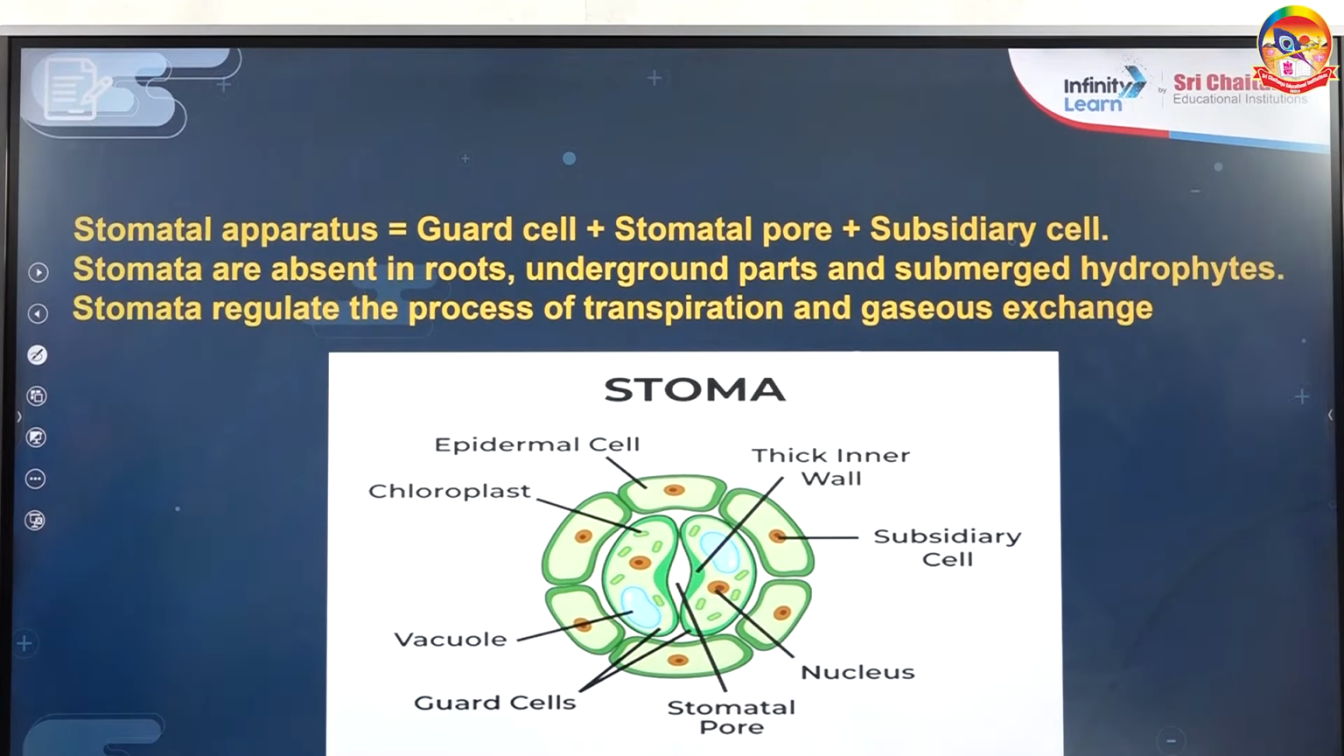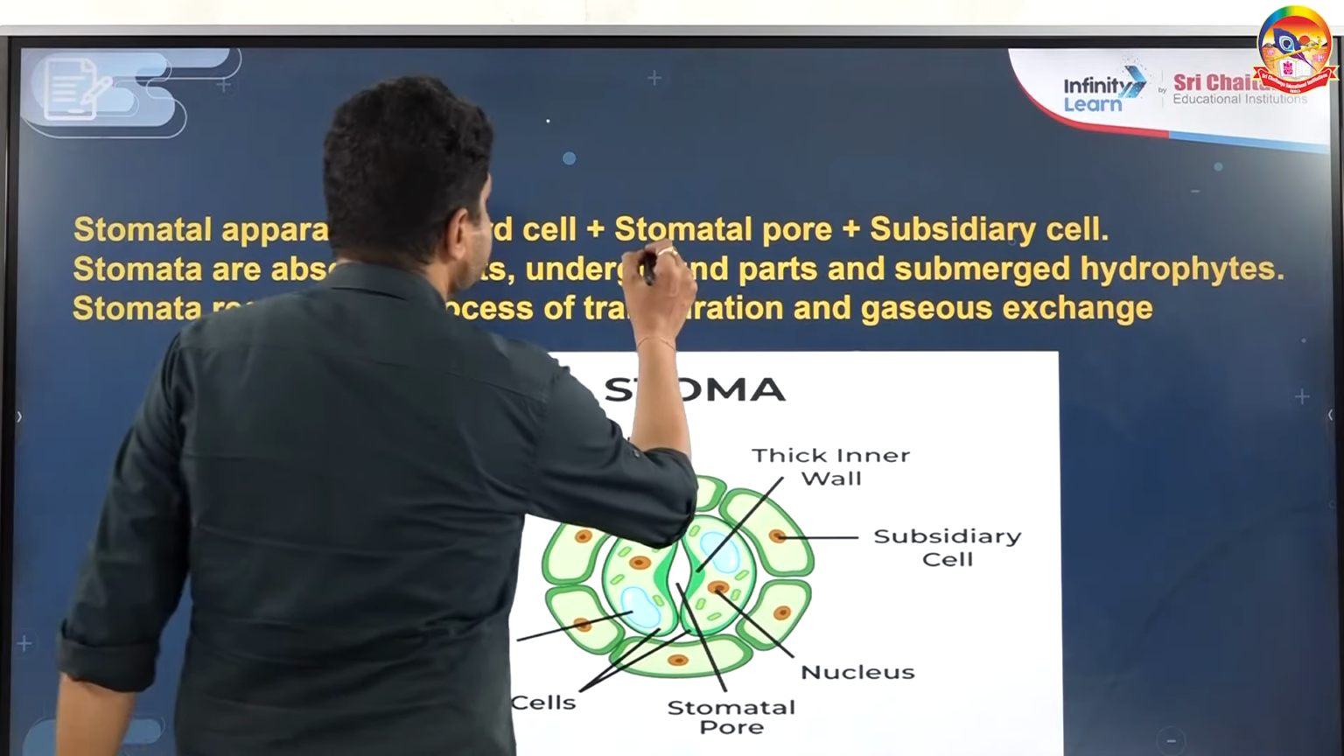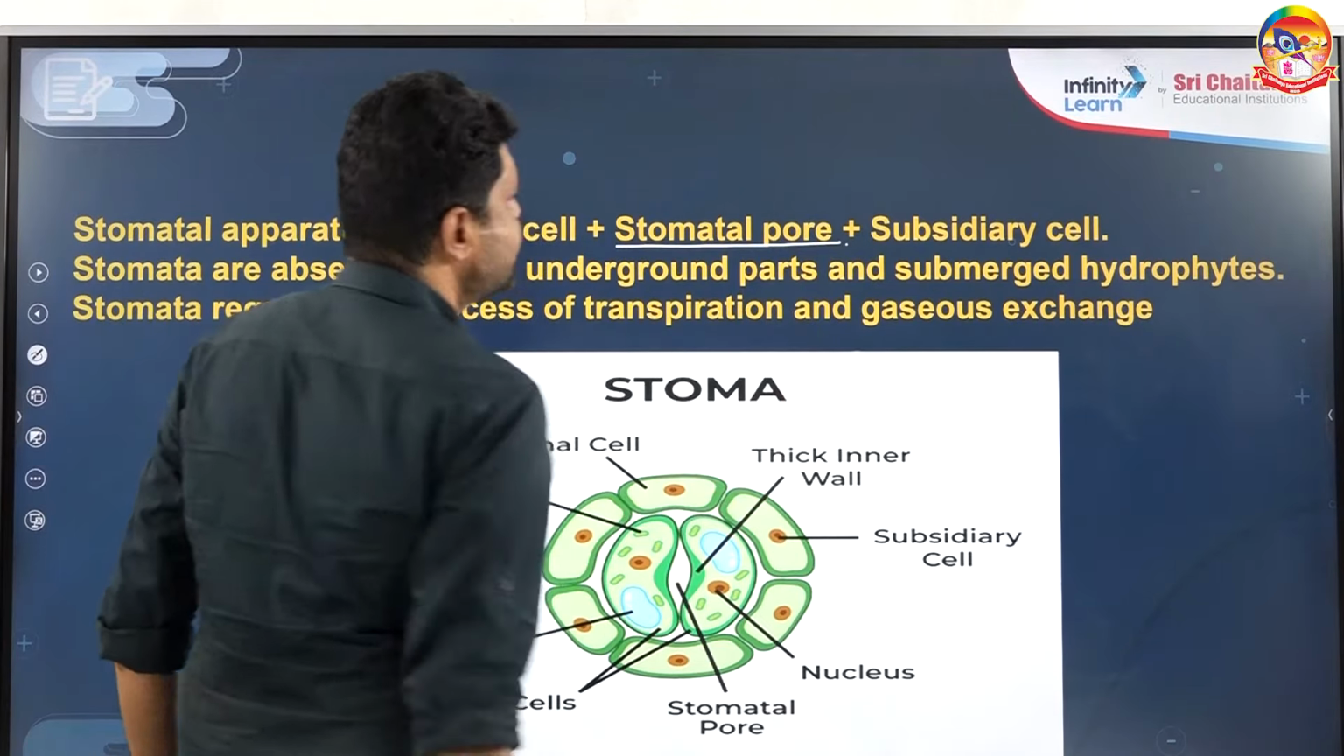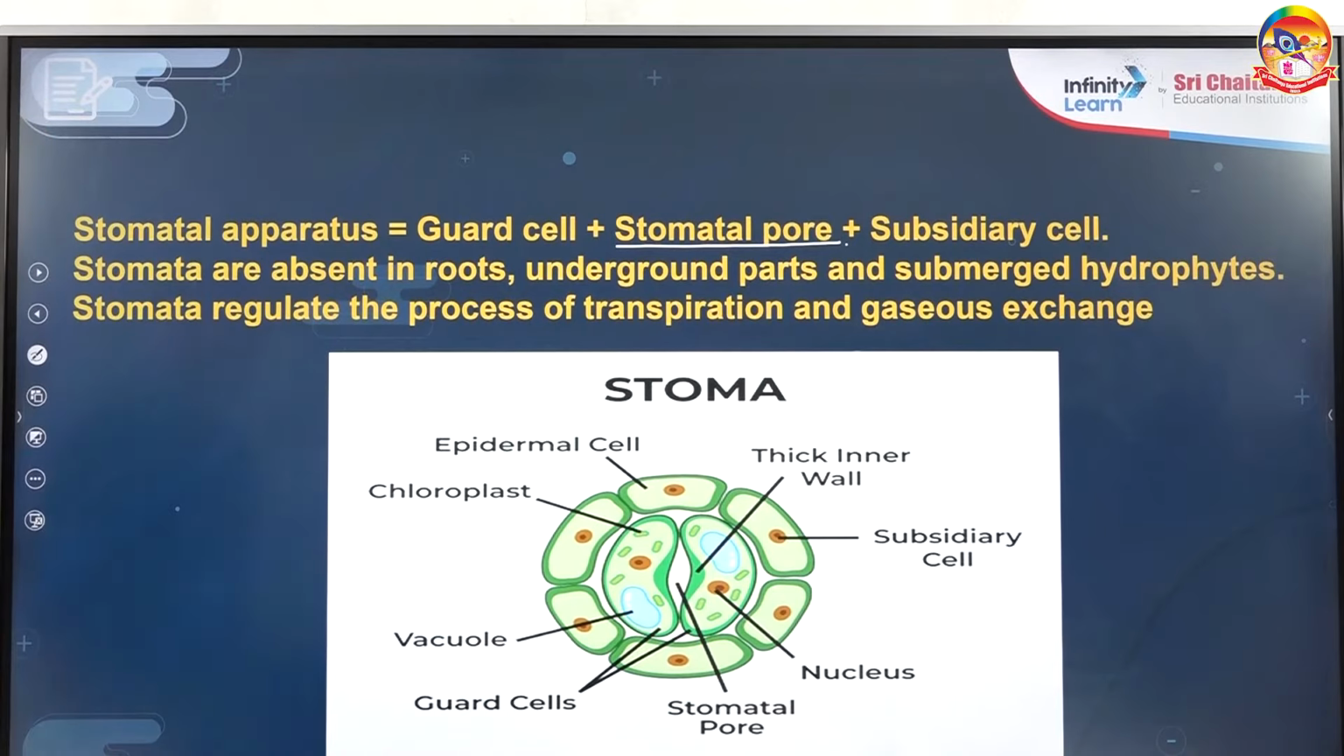So this is again one previous year question. Stomatal apparatus is equal to guard cells, stomatal pore, what you call as stomatal aperture, and subsidiary cells together called as stomatal apparatus. Stomata are absent in roots, in underground parts and submerged hydrophytes.